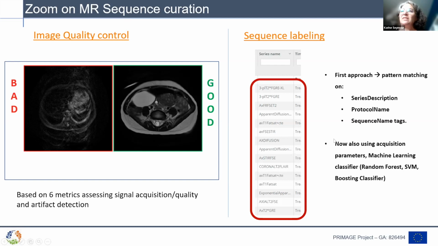As you know, the series description labels are very heterogeneous, and it's very difficult to rely on that to be able to label different sequences. So this work is being carried out by Oula Fay, who is looking at different DICOM tags like series descriptions, protocol names, and sequence name tags to try and label the right sequences. Now they are finding that it's not enough, and they're also using other acquisition parameters in the DICOM metadata and using a machine learning classifier to try to relabel those sequences.